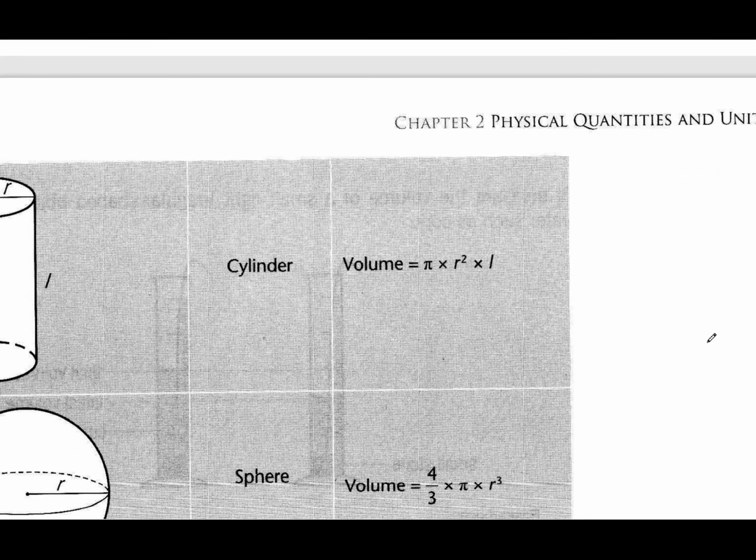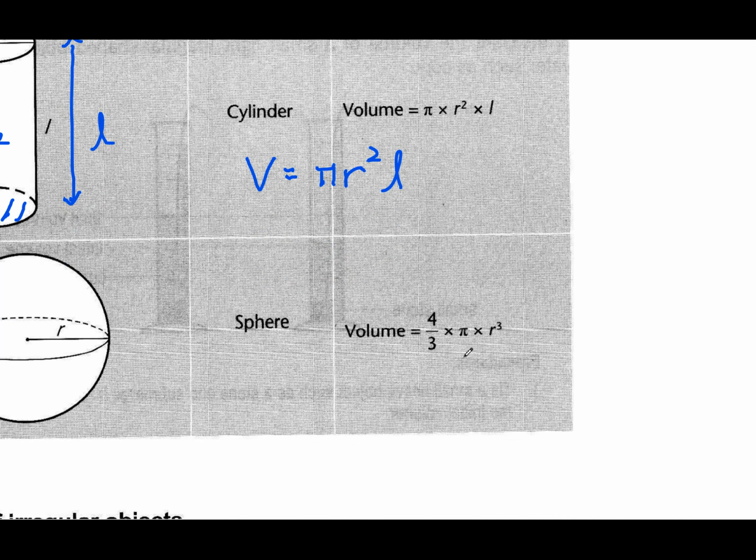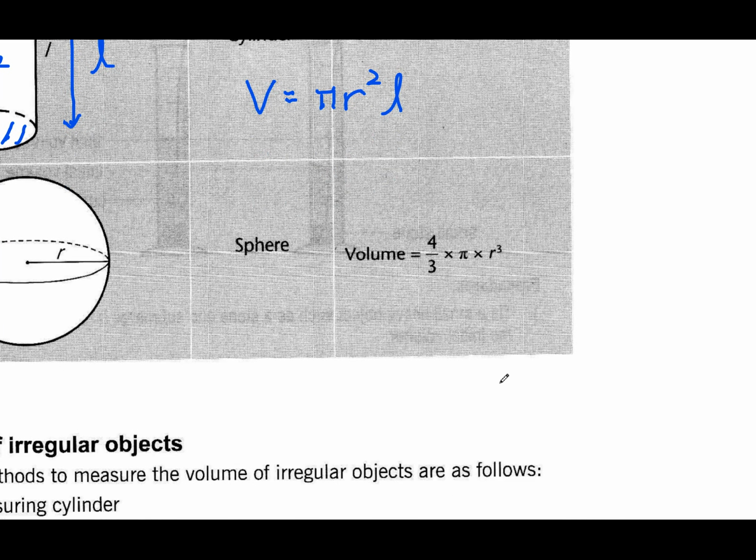The volume of a cylinder is the base area multiplied by the height, which in this case is L, and the base area is pi r squared. Hence the volume is pi r squared multiplied by the length. The volume of a sphere is 4/3 pi r cubed, r being the radius of the sphere.